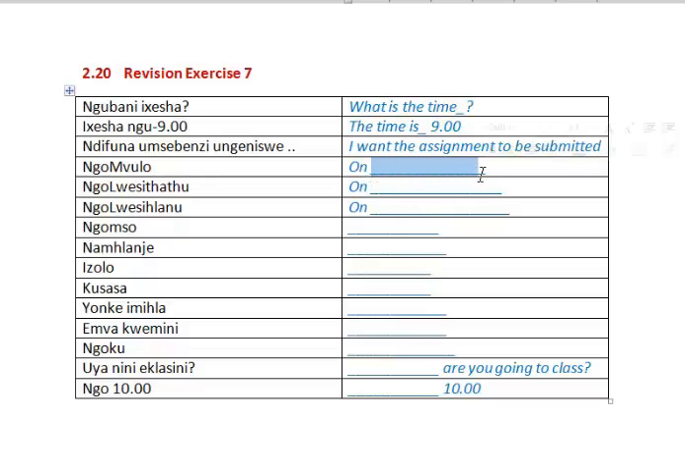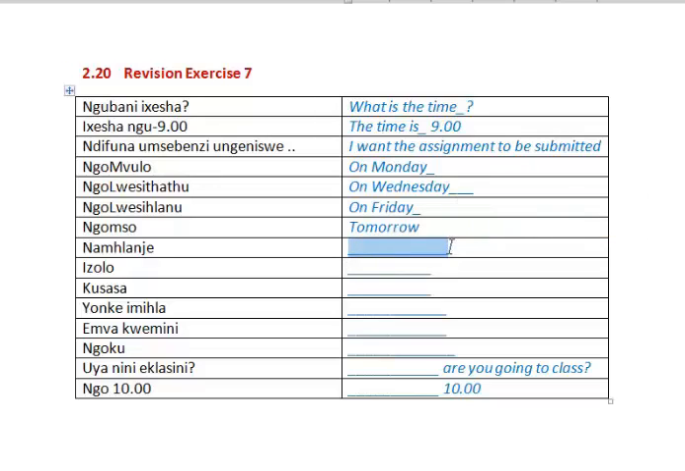Ngomvulo, on Monday. Ngolwesithathu, on Wednesday. Ngolwesihlanu, on Friday. Ngolwesithathu, the third day. Ngolwesihlanu, the fifth day. Ngomso, tomorrow.